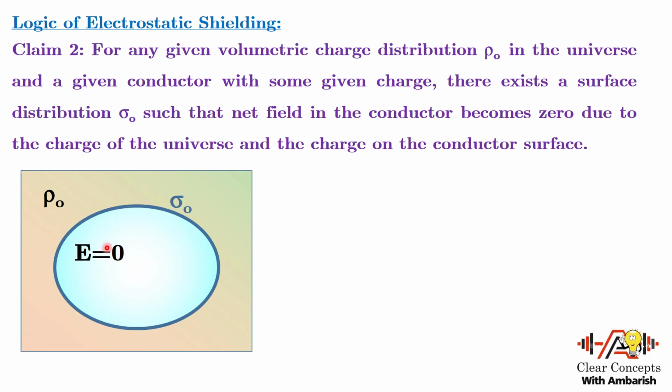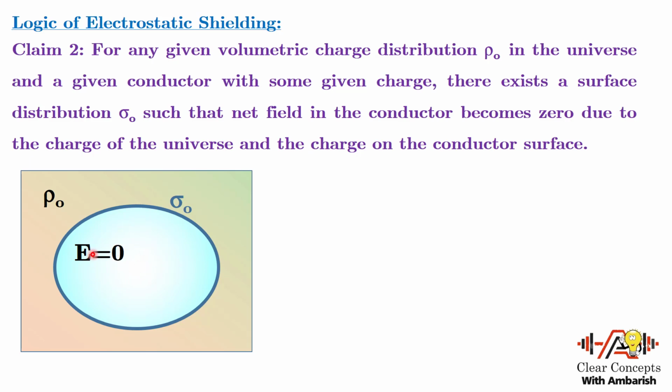Then obviously I know that in an electrostatic situation the charge movement will not stop until the field inside becomes 0. So in steady state there has to be 0 field inside, and that means there will be some charge distribution coming on the outer surface of this conductor, which along with the universe charge density will make this field 0. So this is always possible.